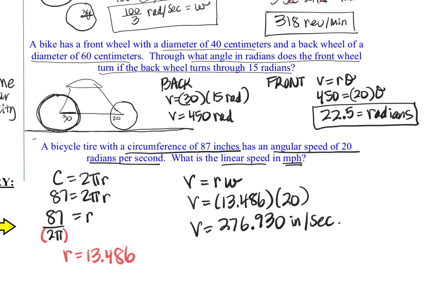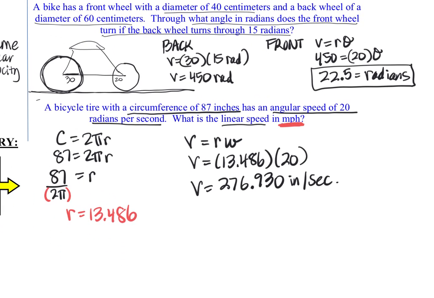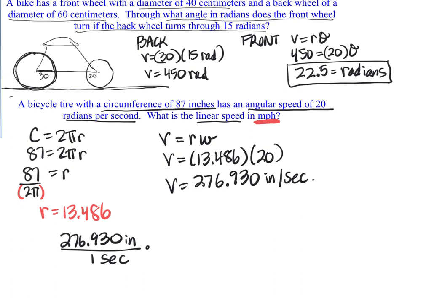But they want miles per hour. So I got to convert again. Okay, no worries, I can do this. So this would be 276.930 inches over 1 second, and I need to go to miles per hour. I know that there's 60 seconds in 1 minute, so I got rid of the seconds. But I still need to get to hours, so 60 minutes in 1 hour. All right, so I got minutes canceled.